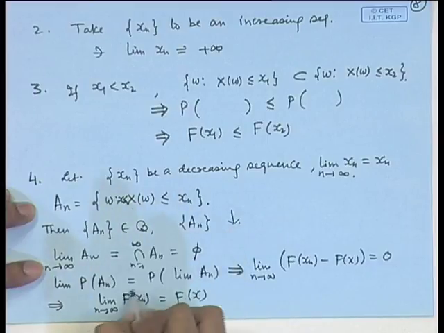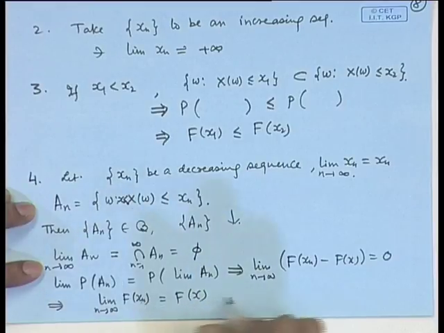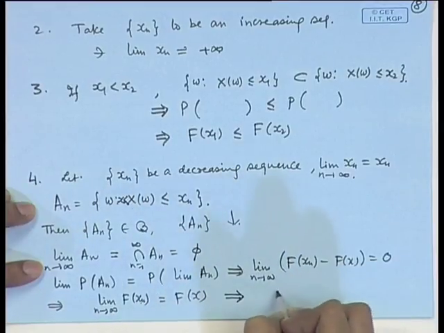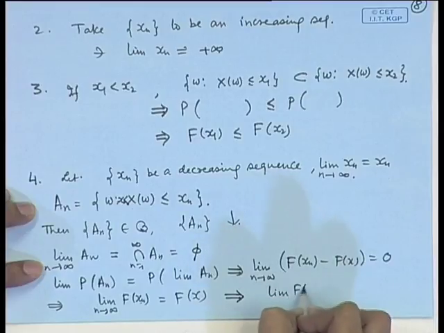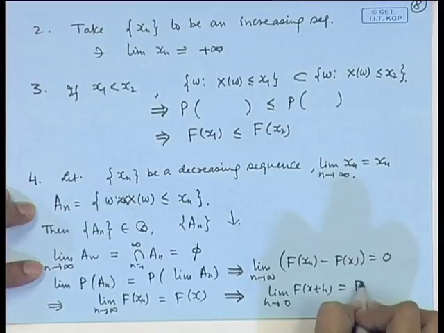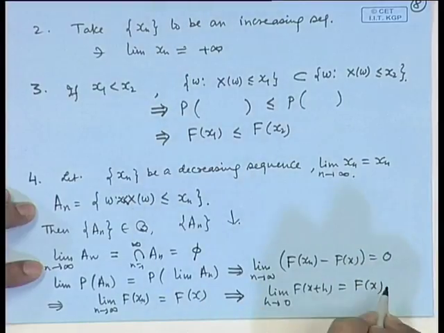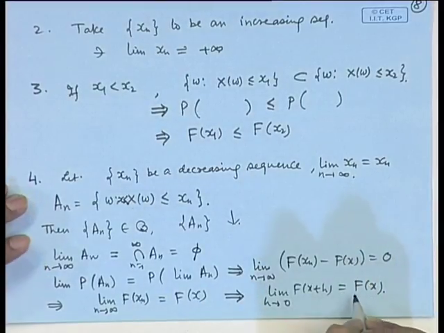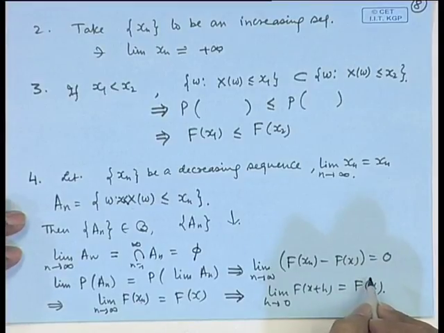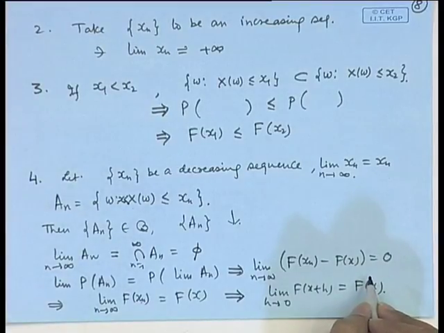Now, here x n was any sequence which was decreasing to x, that means a sequence from the right side of x. Now, if it is true for any arbitrary decreasing sequence to x, then this implies that limit of F of x plus h as h tends to 0 must be equal to F of x. This proves that the function F is continuous from the right.